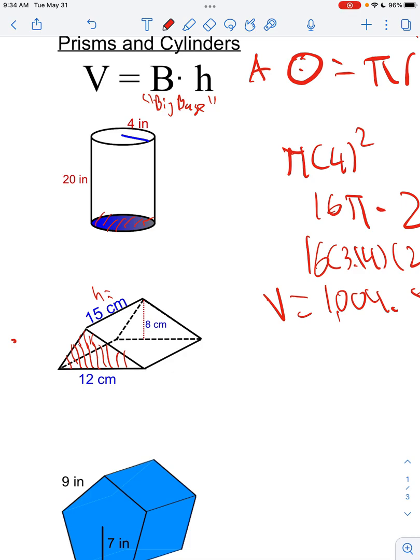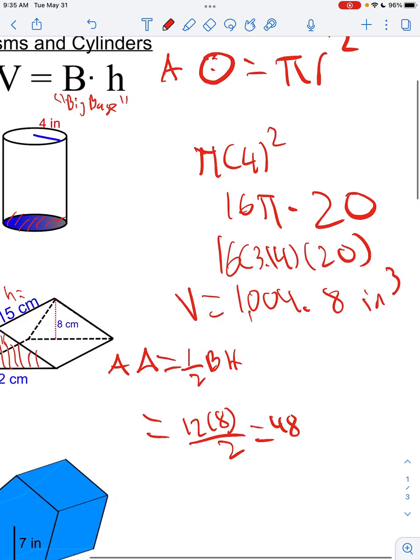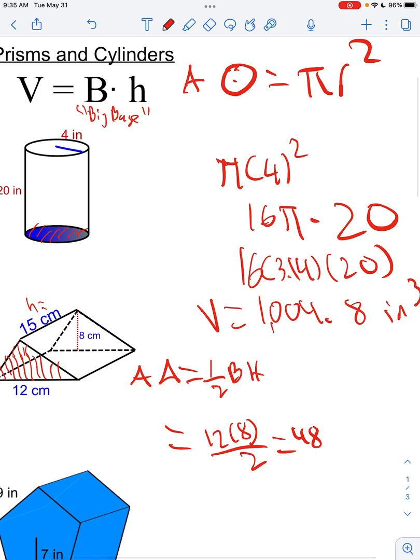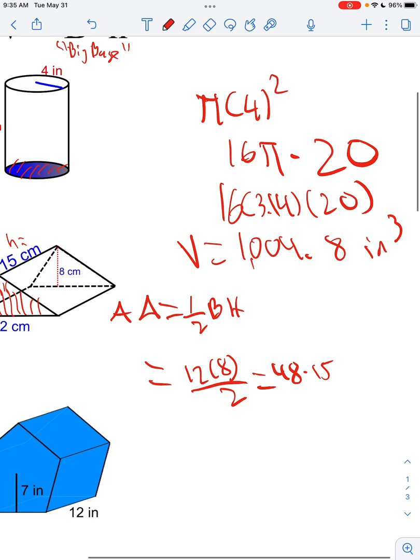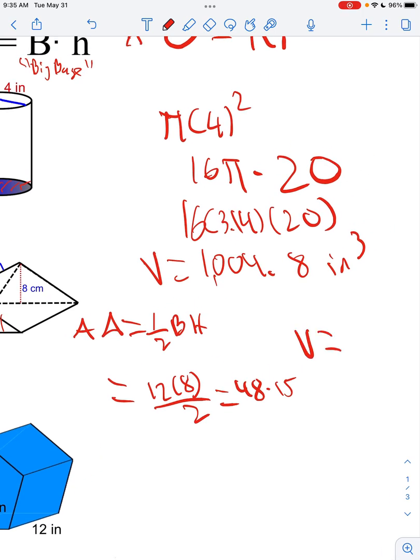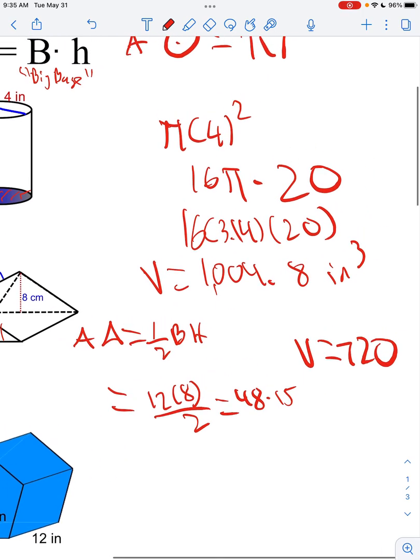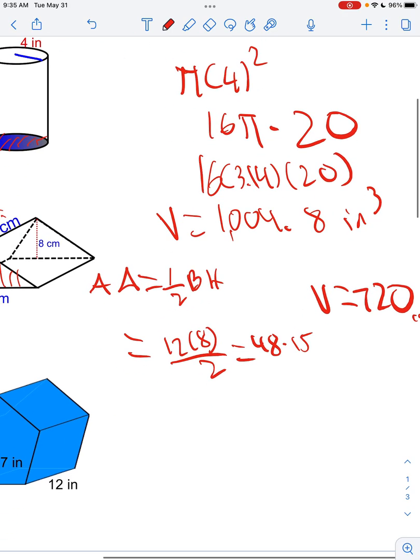So again, the area of a triangle is 1/2 base times height. So in this case, I'm going to get 12 times 8 divided by 2. So 6 times 8, 48. And then I'm going to say I have a height of 15. So I'm going to multiply this by 15. And therefore, my volume is going to equal 720 centimeters cubed.